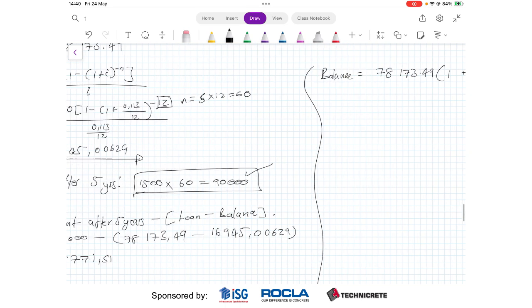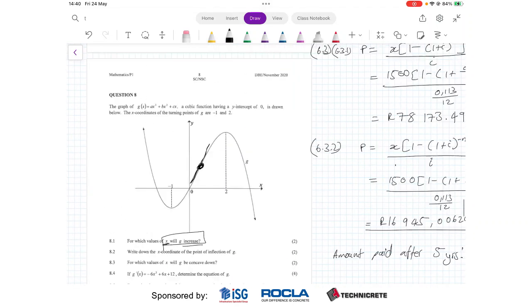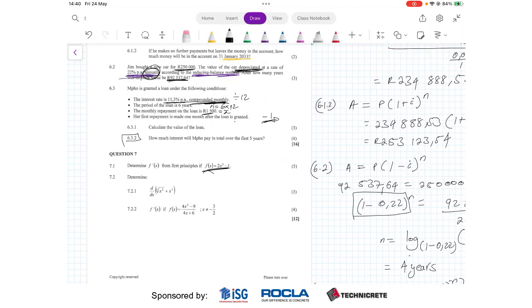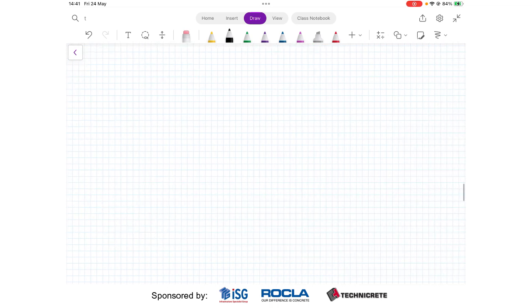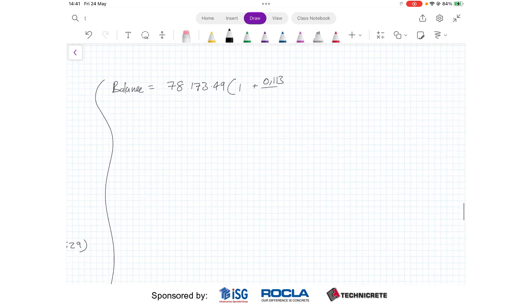Yes, it's 0.113. Let me just double check that. Yes, it's 0.113. Wonderful. Divided by 12 to the power of 60, because remember this is over a period of 5 years, and 60 is equal to 5 times 12.